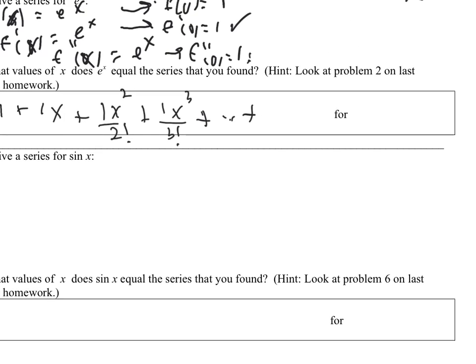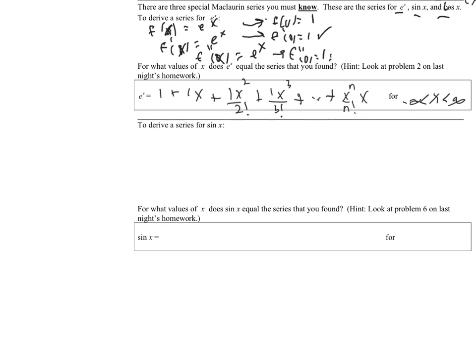It was always a 1. X to the n over n factorial. And then when you see the word for, he's asking me, which x's can I put in? Well, I can use any x's. X is less than infinity, but greater than negative infinity, because e to the x is defined everywhere.